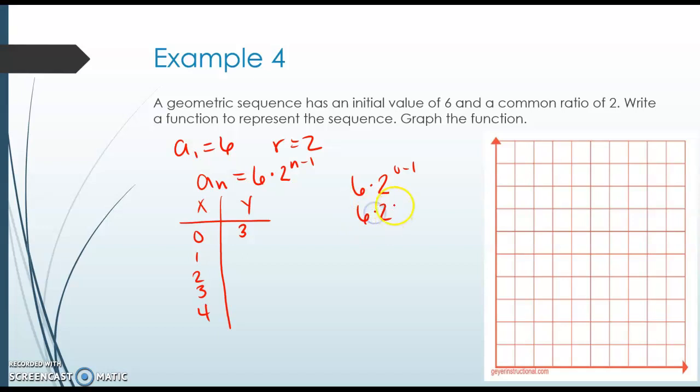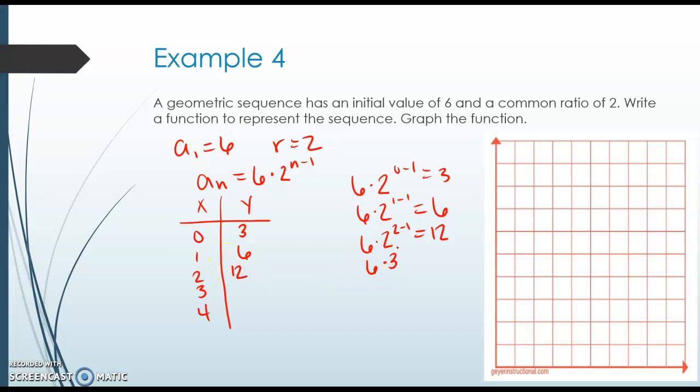And then I'm going to plug in. So 6 times 2 to the 1 minus 1. So this one's going to be 2 to the 0, which is 1, and 6 times 1 is 6. So we got 1, 6. And then 6 times 2 to the 2 minus 1. So we'd have 2 to the first power, which is 2, times 6 is 12. So we've got 12 here.